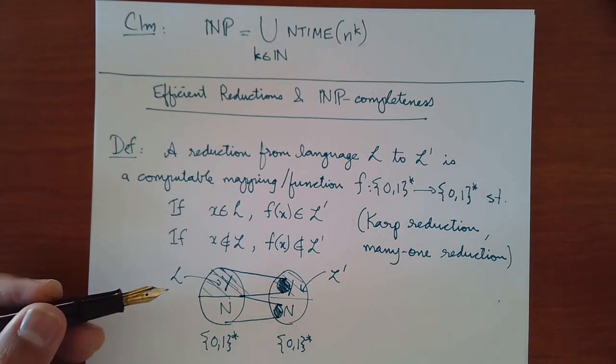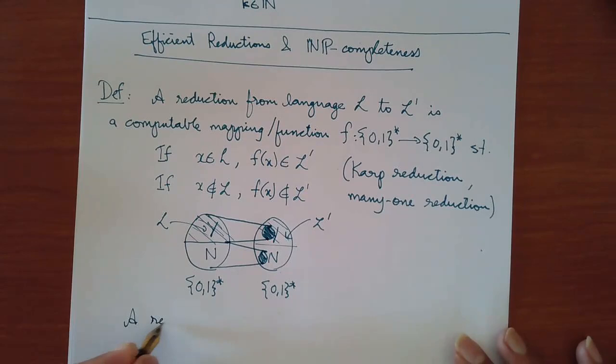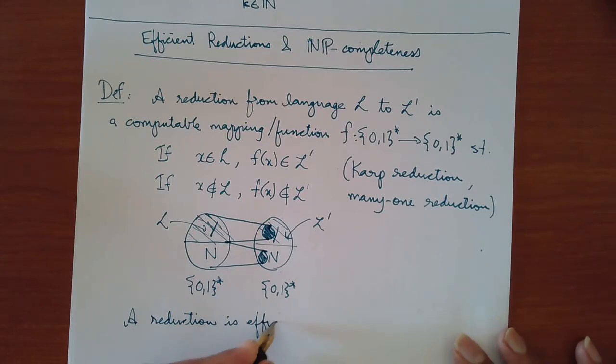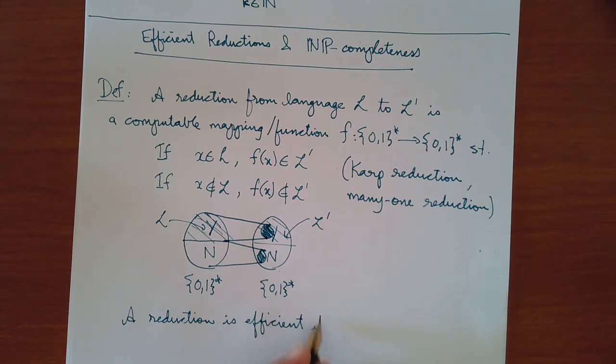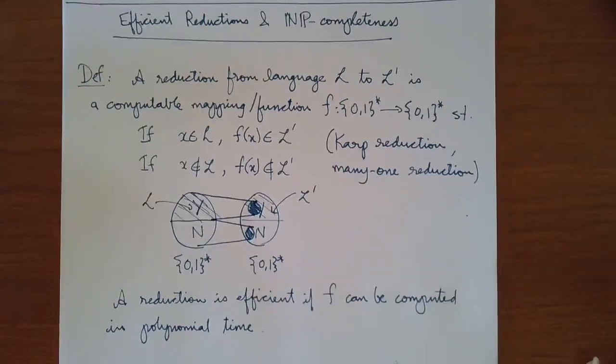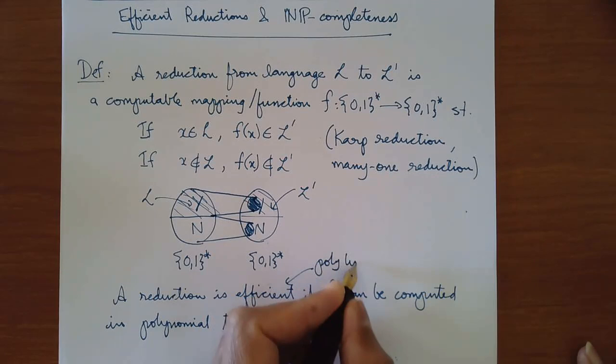So a reduction is efficient if F can be computed in polynomial time. This is what was classically known. Now people have come up with various other notions of efficiency, so we might just instead say it's poly time. Right, so a reduction is poly time if F can be computed in poly time.